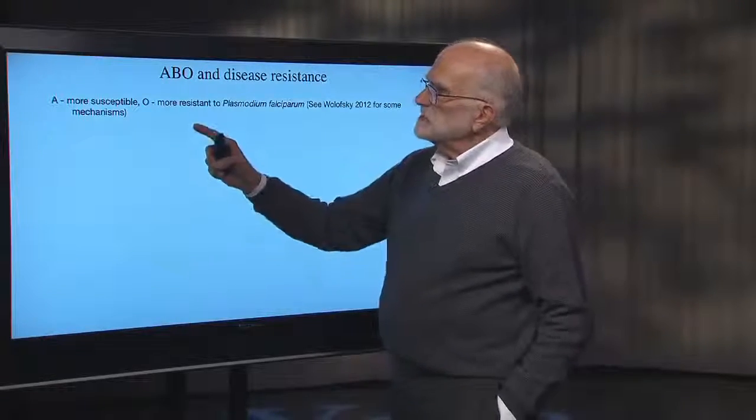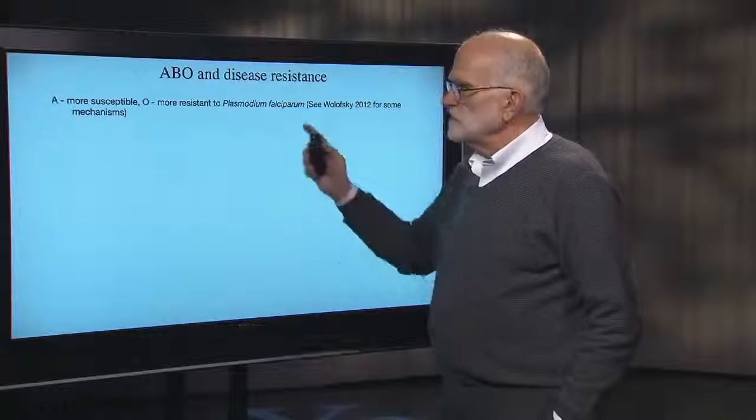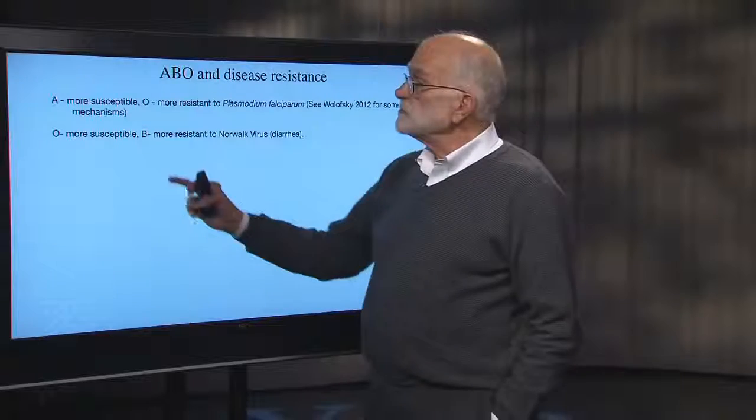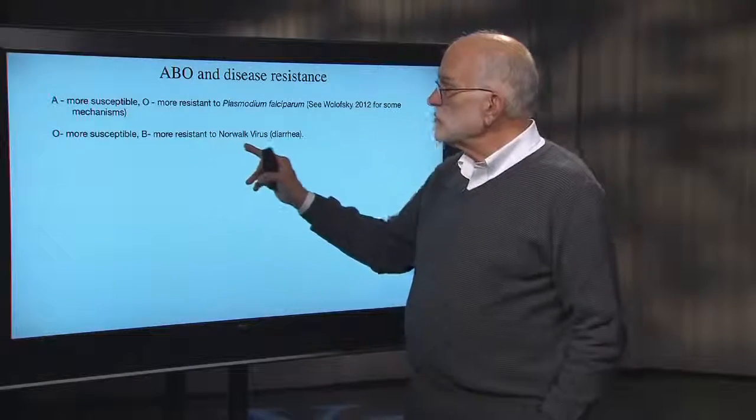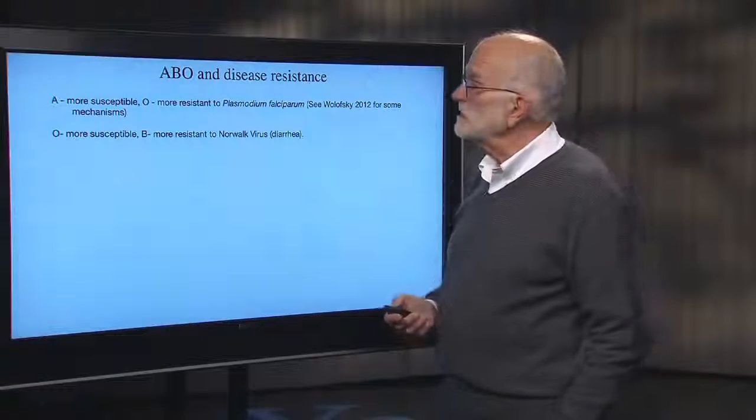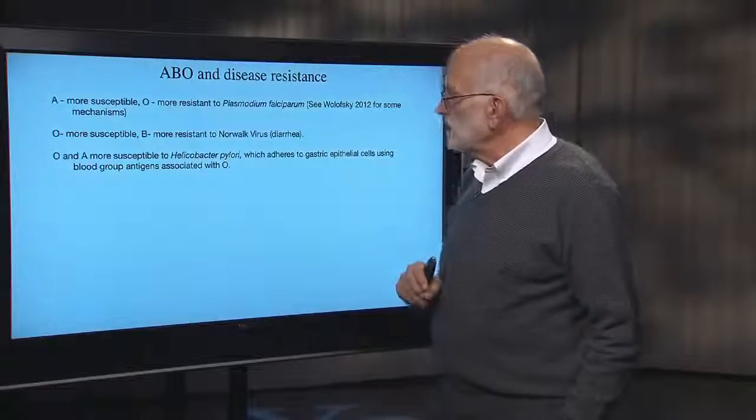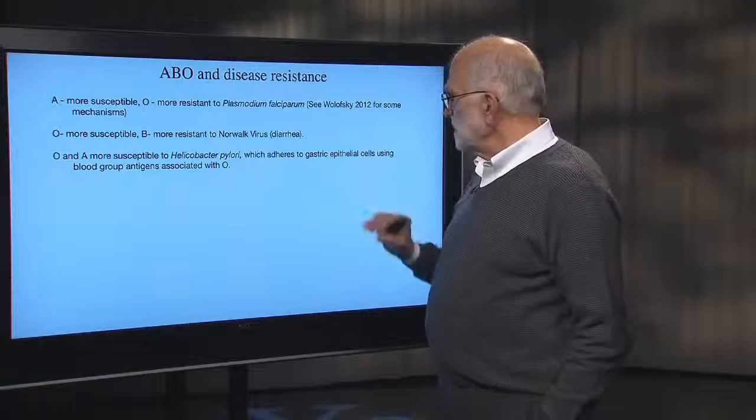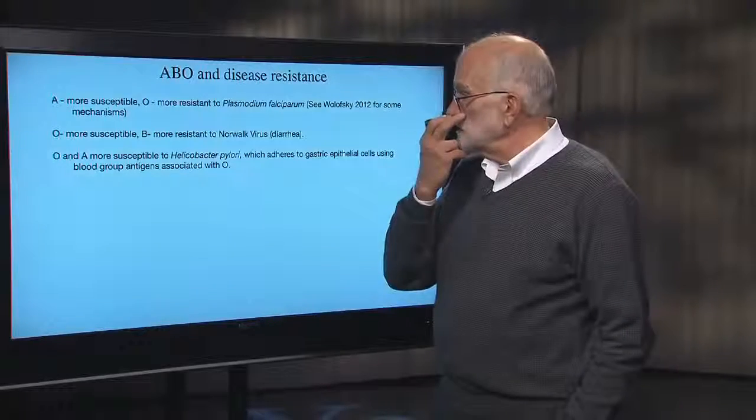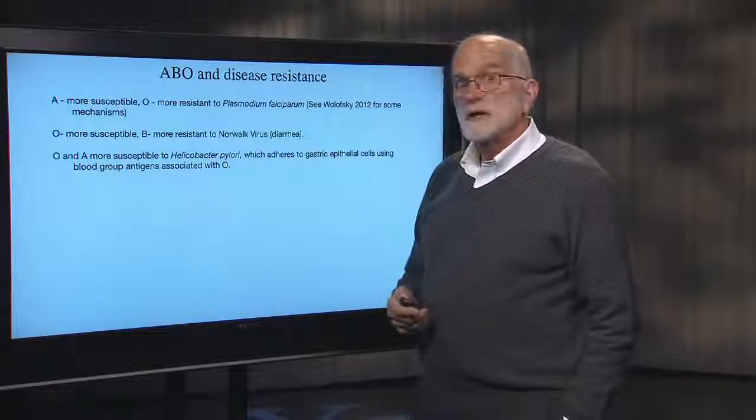So A types are more susceptible and O types are more resistant to malaria, Plasmodium falciparum, which is the really pathogenic, the more virulent malaria. O is more susceptible, and B is more resistant to Norwalk virus, which causes infant diarrhea, an important cause of mortality in developing countries. O and A are more susceptible to Helicobacter pylori, which adheres to gastric epithelial cells and causes stomach ulcers, and the inflammation also then leads on to stomach cancer. And it uses blood group antigens associated with O to do that.